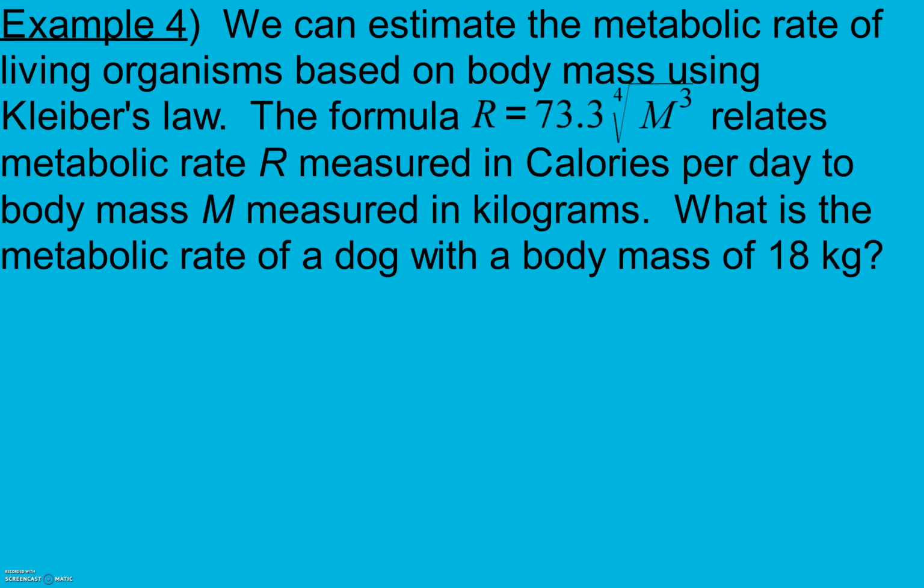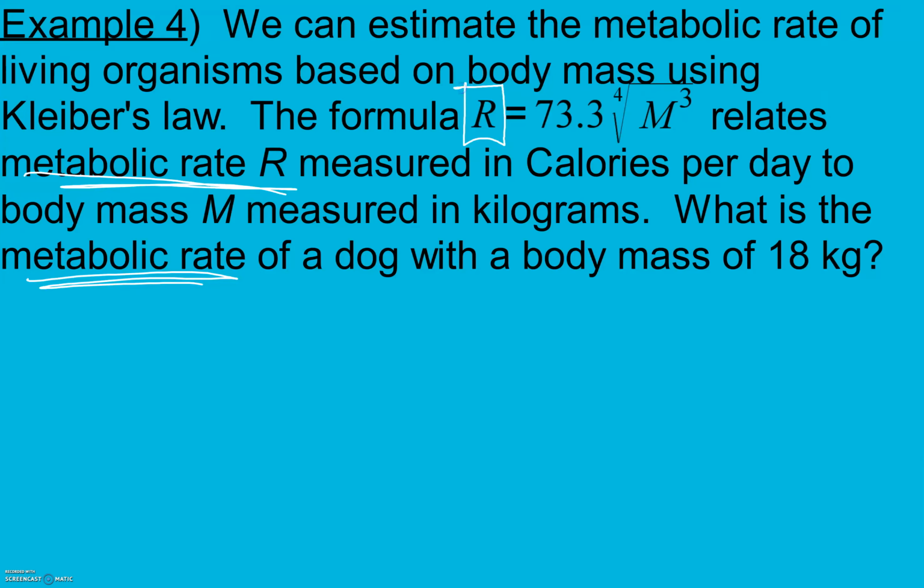In example 4, we can estimate the metabolic rate of living organisms based on body mass using Kleiber's law. The formula R equals 73.3 times the fourth root of m cubed relates metabolic rate R, measured in calories per day, to body mass m, measured in kilograms. What is the metabolic rate of a dog with a body mass of 18? So we're looking for what is the metabolic rate. And here it tells me that metabolic rate is R. So we are looking for R.